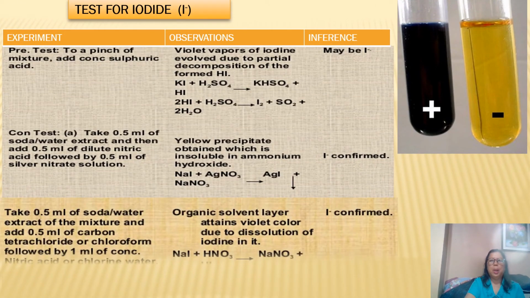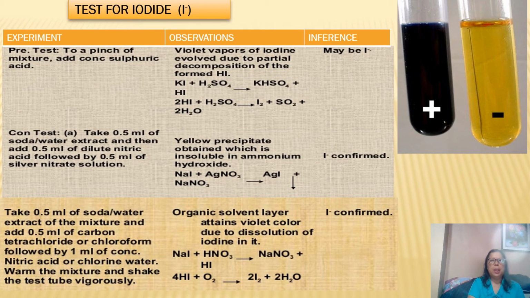And here is the test for iodide. The test for iodide will tell you that upon the addition of sulfuric acid, violet vapors of iodine evolve from the test tube. But that is only preliminary. That is just simply thinking whether it is positive or negative. But what makes you confirm is upon the addition of silver nitrate, a yellow precipitate obtained will make you confirm that iodide is present.